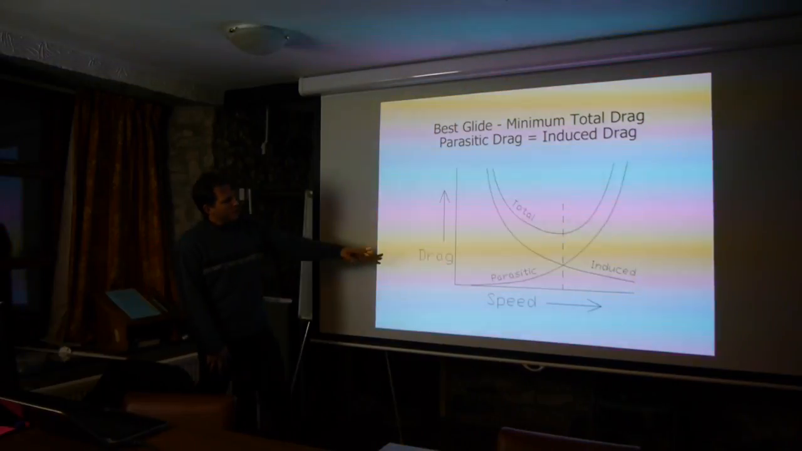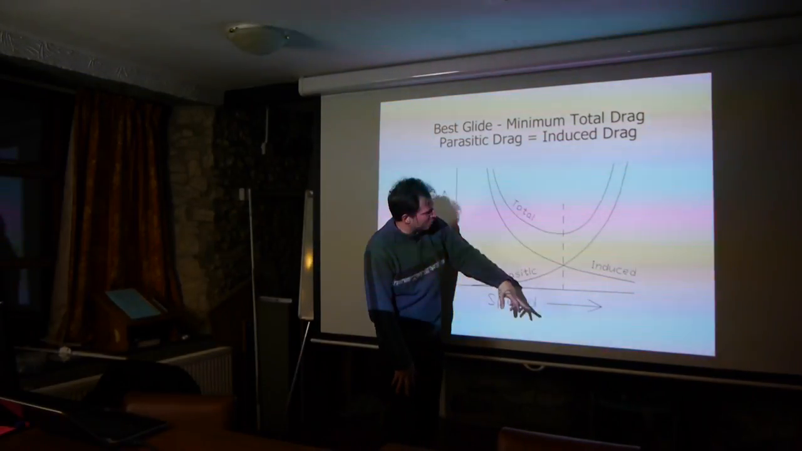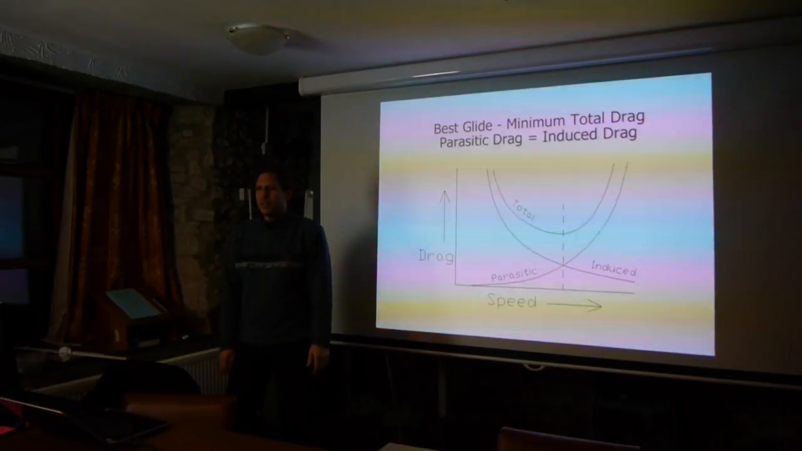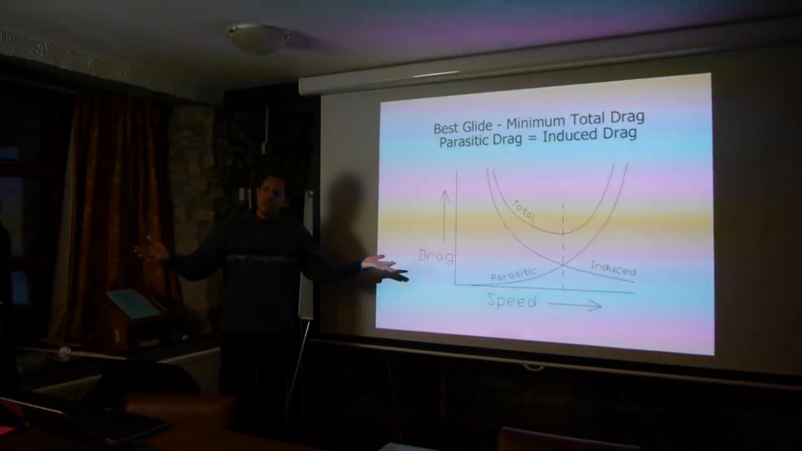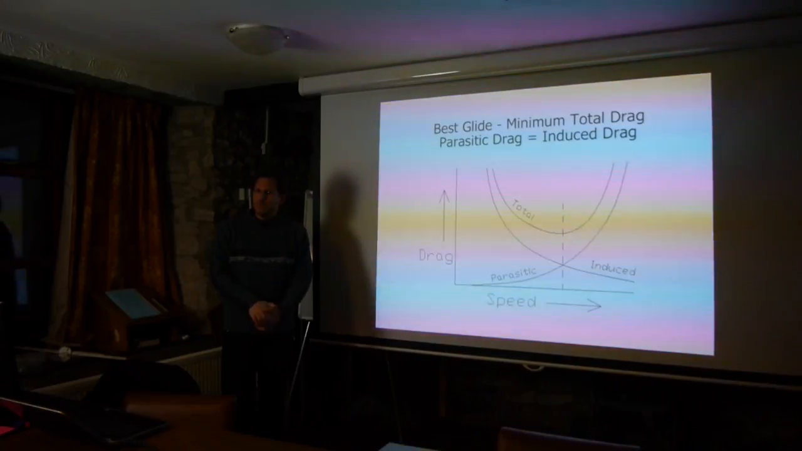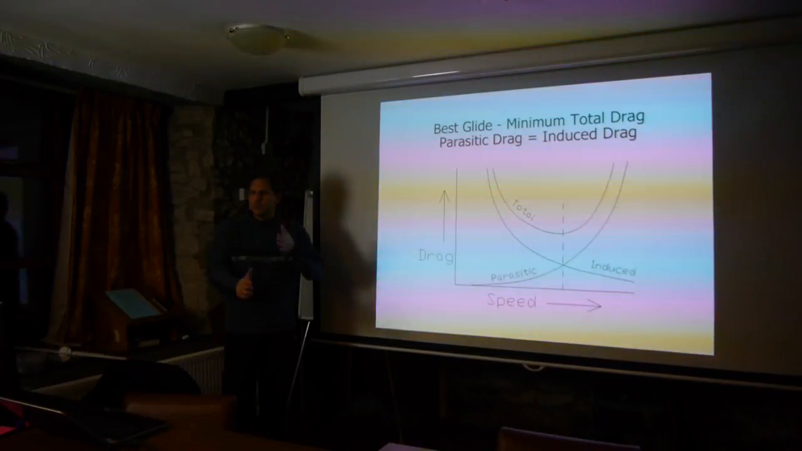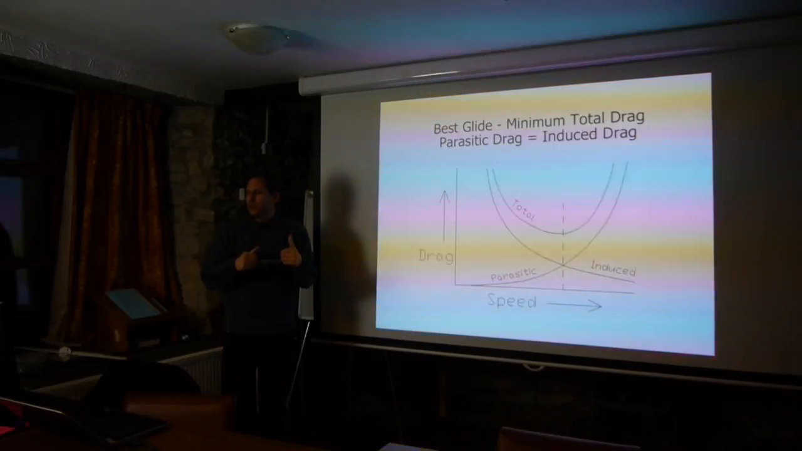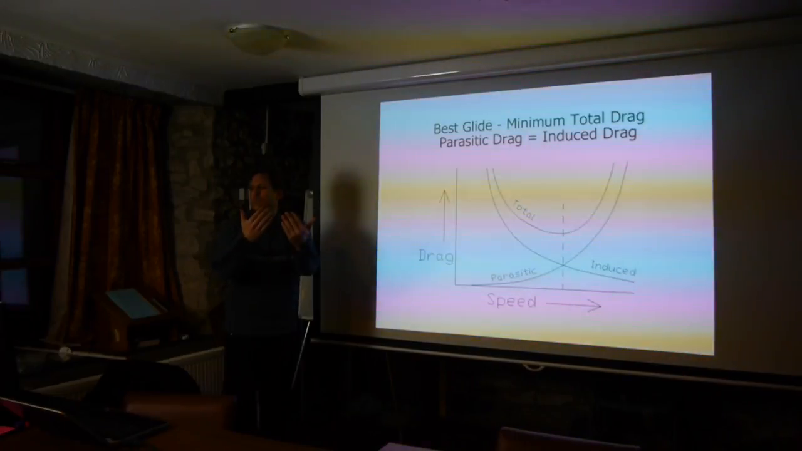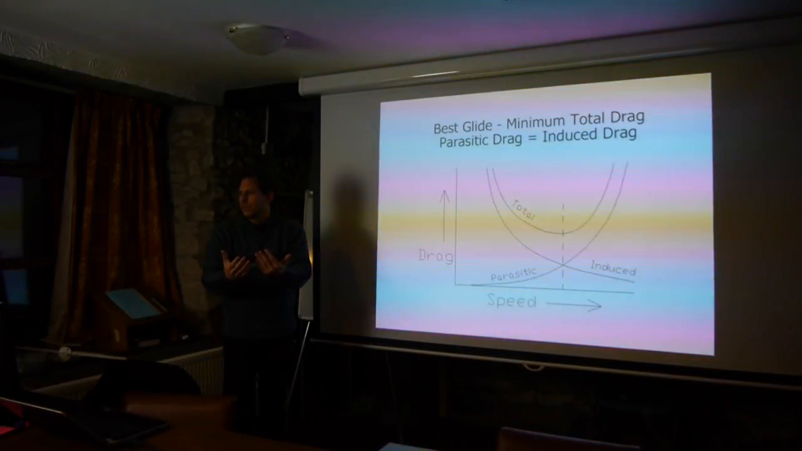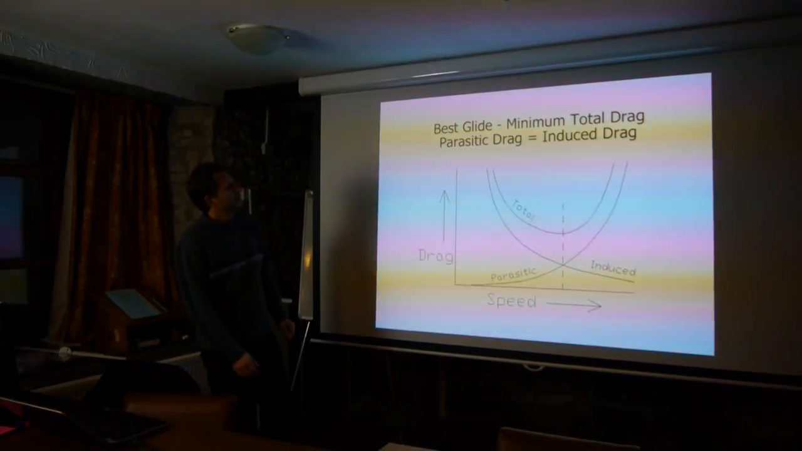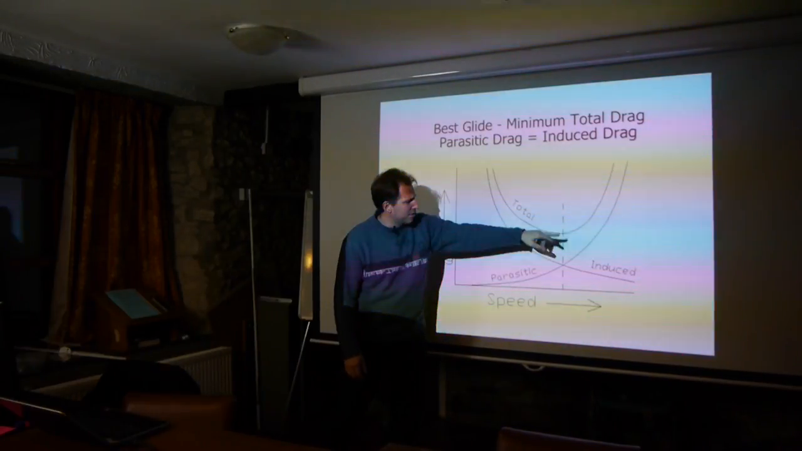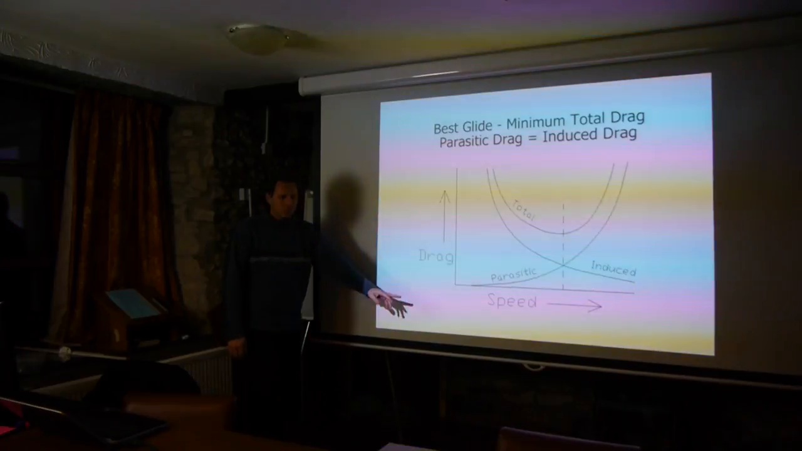So when you get to that point where you've minimized your two drags together, this is your best glide. If you go a little bit slower, it's not as efficient. If you go a bit faster, it's not as efficient, because one drag or the other takes over. So if you start going slower, which drag is going to go up? Induced. And if you start to go a bit faster than that point, which one's going to take over? Parasitic. Yep, excellent. But at that point, both drags are the same and they are at minimum. And that gives you the speed for your best glide.